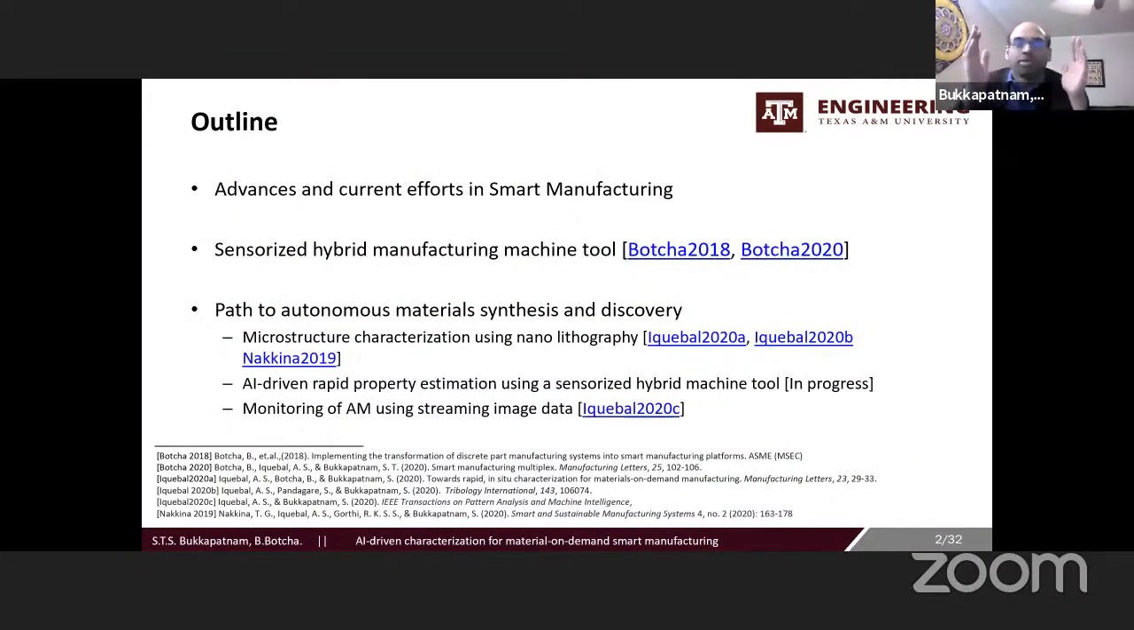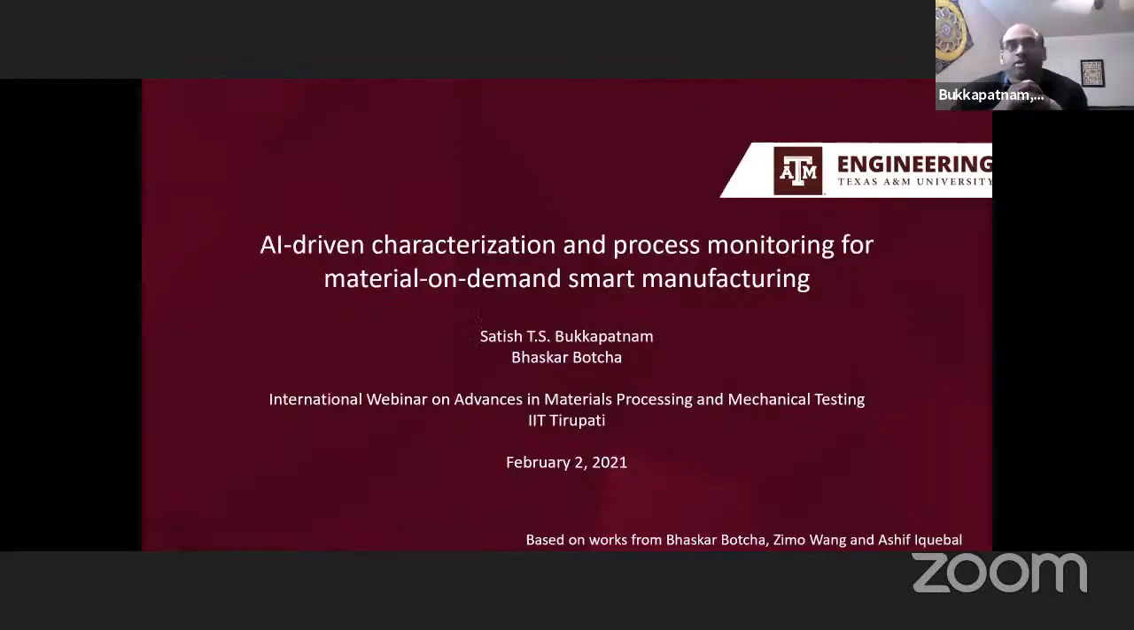My talk will begin by introducing smart manufacturing, just to establish a common terminology with which we can proceed. And then we'll go into basically a slew of works that has been done in the last 2 to 3 years. The first one will touch upon the architecting of this smart manufacturing machine tool with which we could conduct some of the things that I had mentioned as part of the topic.